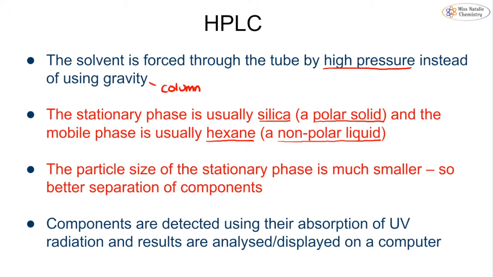The particle size of the stationary phase, however, in comparison to column, is much, much smaller. This gives us then much better separation of the components. This is why we call it high performance liquid chromatography, because it allows us to get much better separation of the components before we then detect them using our UV radiation.